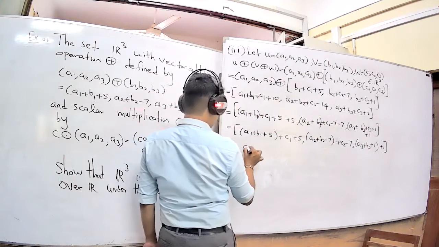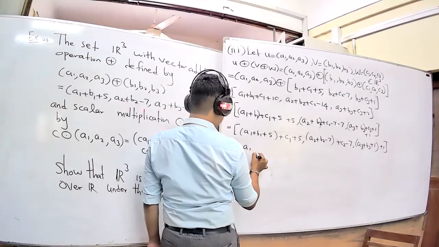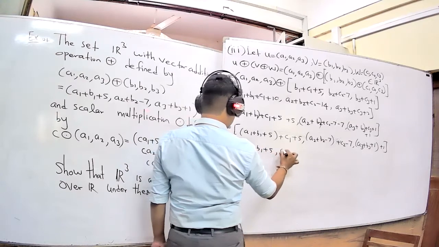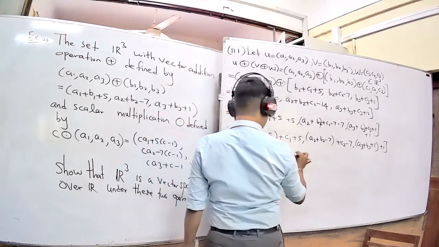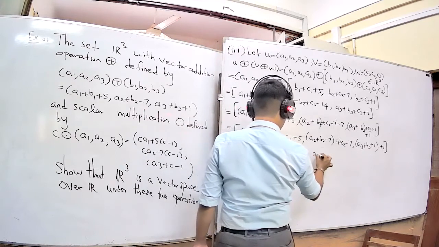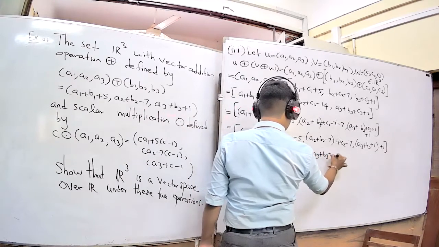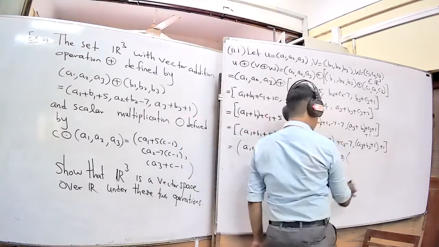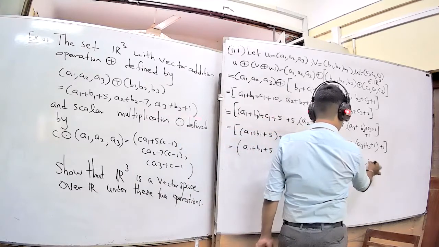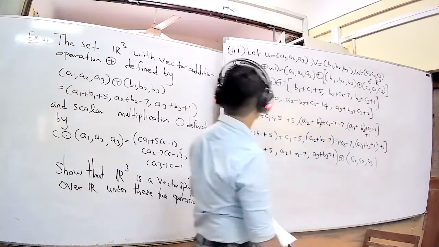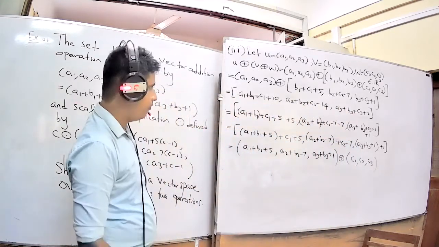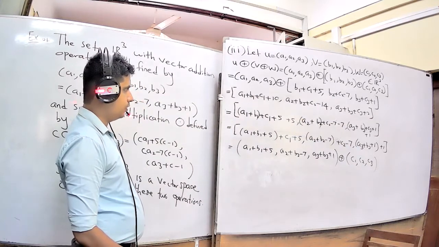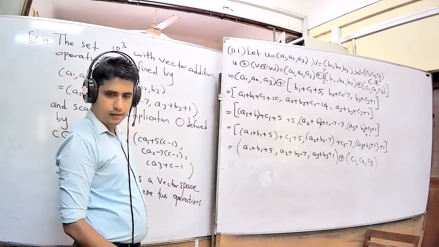This one we will write A1, A2, A3 with vector addition. Is it okay? Some arrangement we did, okay?